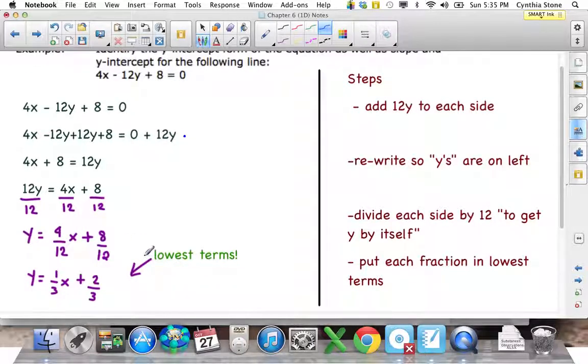And this last step is I found lowest terms. So 4 over 12, the lowest terms for that would be 1 over 3. And same as 8 over 12, you'd have 2 over 3. Okay?